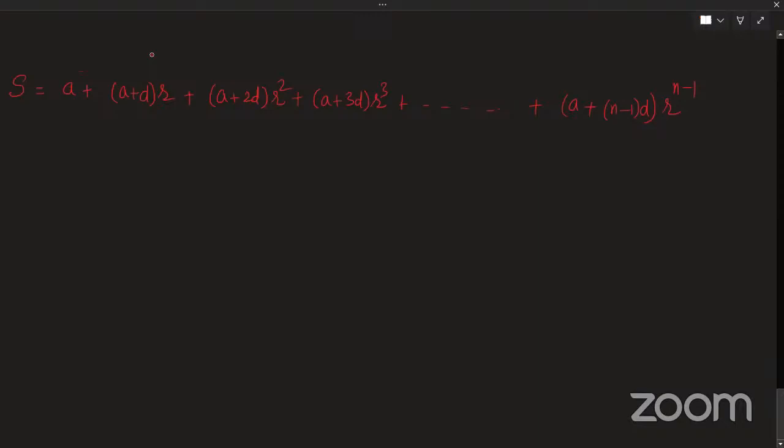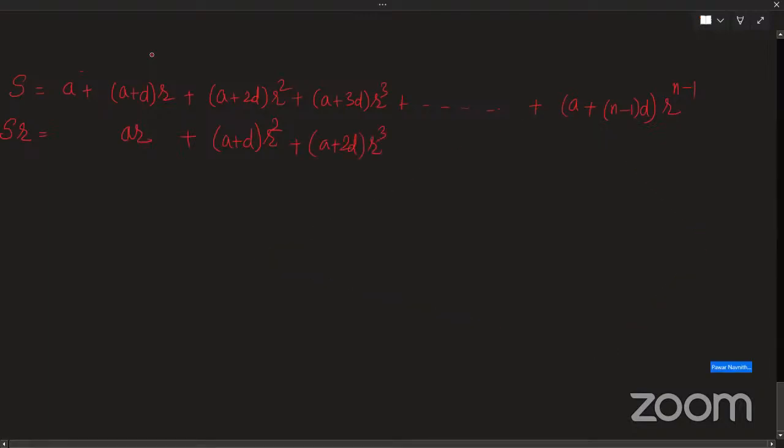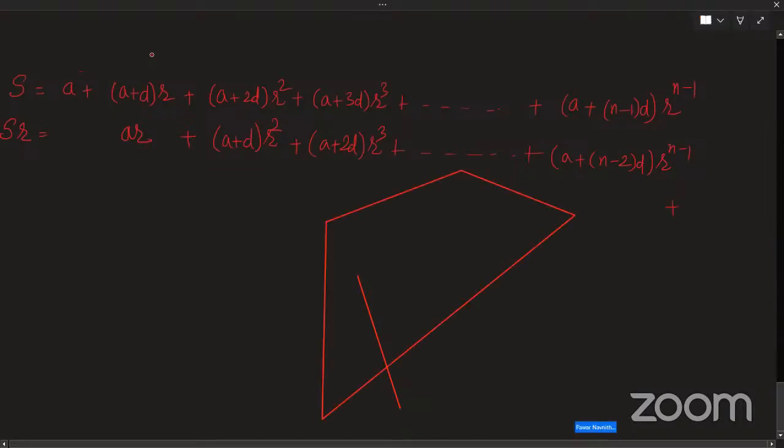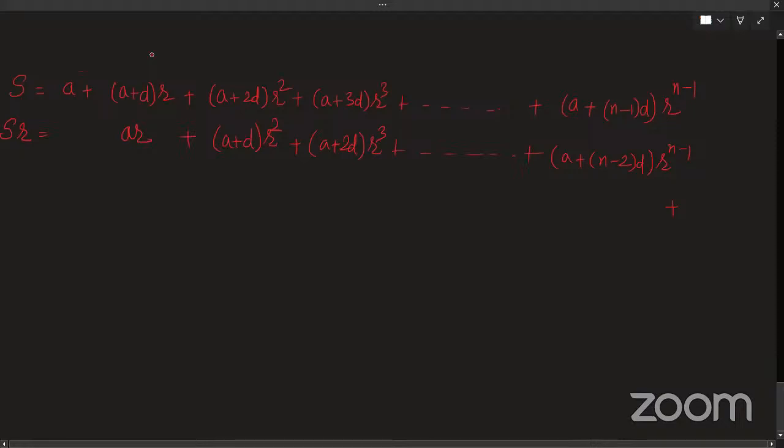So now what you do, you multiply your S with r and shift it one term ahead. So what will happen? It will be Ar, then (A plus d) into r squared, then (A plus 2d) into r cube, and so on. It will be (A plus (n minus 2)d) into r raised to n minus 1, and the last term will come at the end. Its value will be (A plus (n minus 1)d) r raised to n.